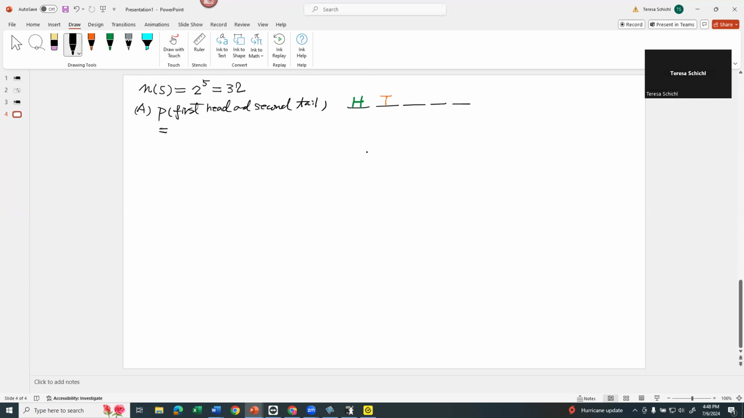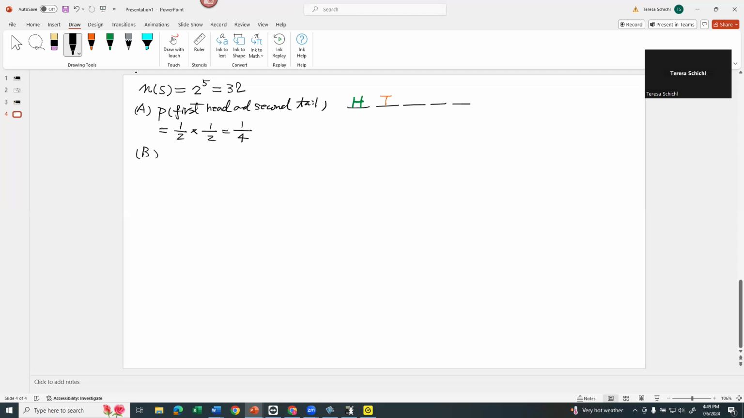So I know in order to get a head, it's 1/2, right? And because they are independent tosses, to get a tail is also 1/2. So what is the probability here? It's 1/4 here.